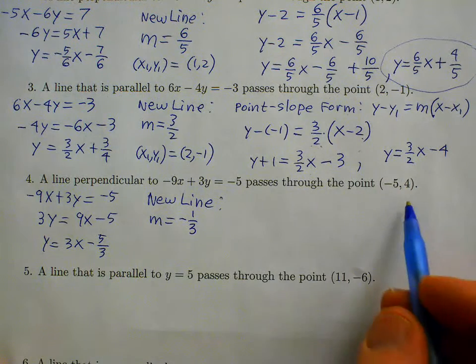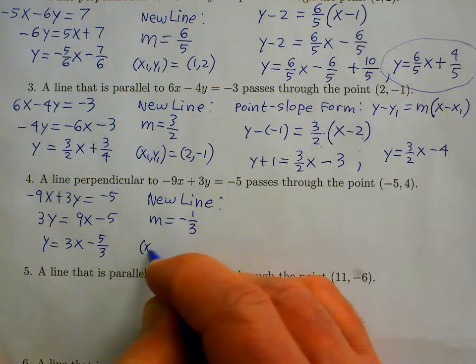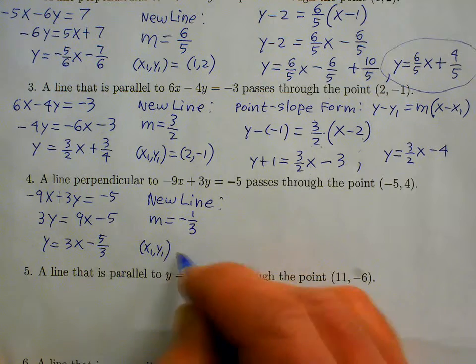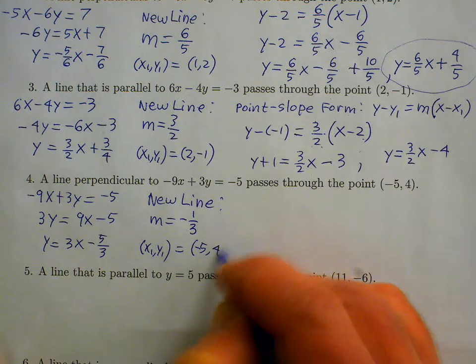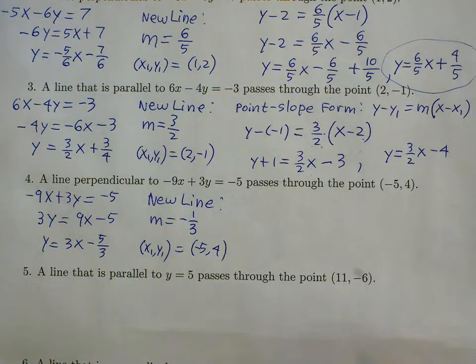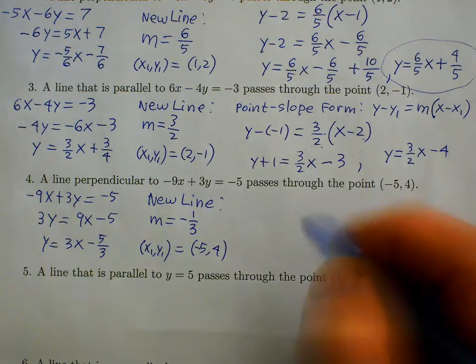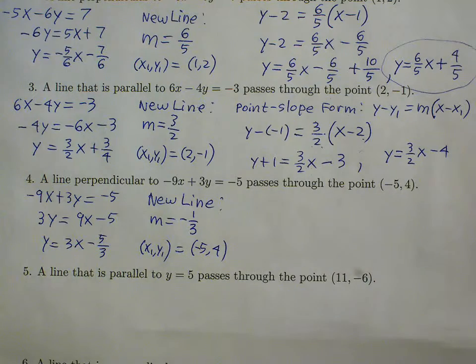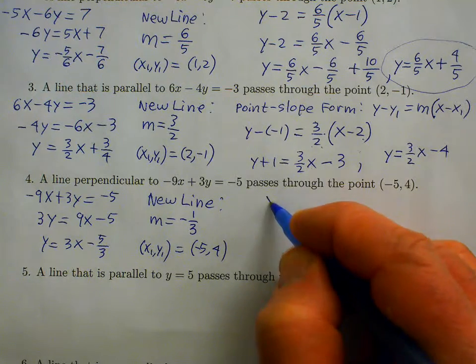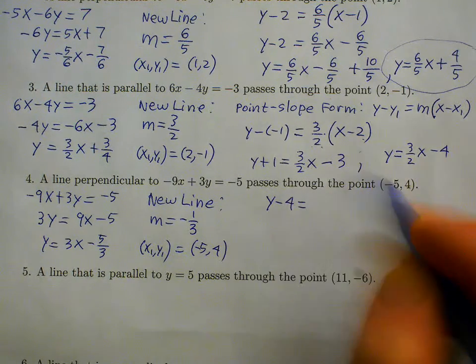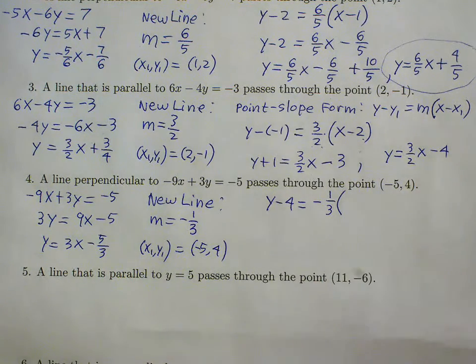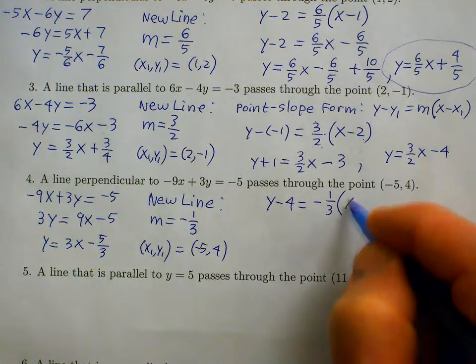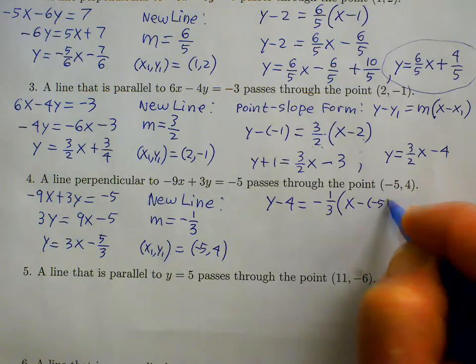And the x1, y1 is given. That's one of the points on the new line, the ordered pair negative 5, 4. And so now we can write the equation of the perpendicular line using the point-slope form. So we write y minus 4 equals the slope negative 1/3 multiplied by the quantity x minus negative 5.